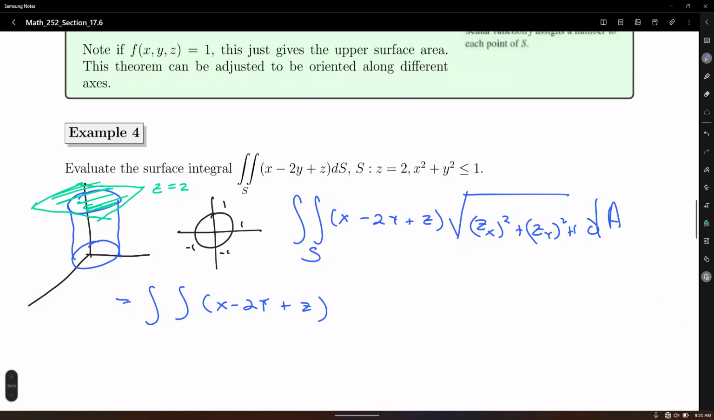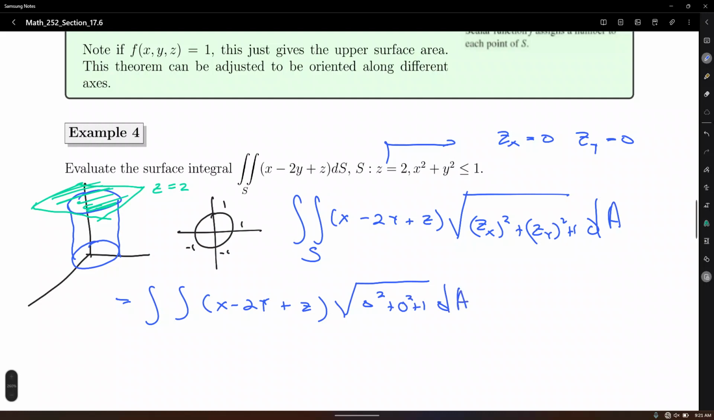times, this one is going to be pretty easy because of the equation of the surface z. What is the partial of z with respect to x? What is the partial of z with respect to y? They're all zeros, right? So this will be times the square root of 0 squared plus 0 squared plus 1 dA.